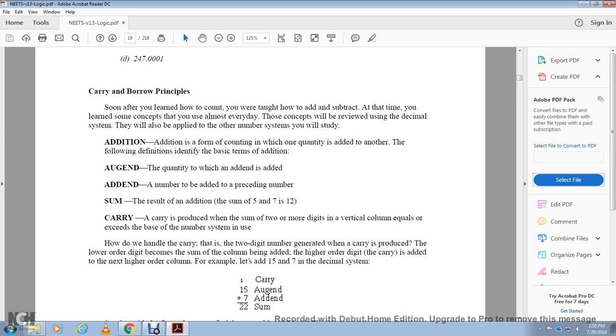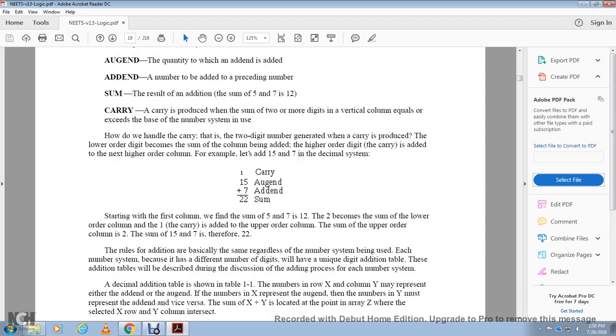For example, let's add 15 and 7 in decimal. The carry would be 1 from 5 and 7, making the sum 22. Starting in the first column, the sum of 5 and 7 is 12. The 2 becomes the sum of the lower-order column, and then we carry the 1 to the upper-order column. The sum of the upper-order column is 2, so the sum of 15 and 7 is 22.